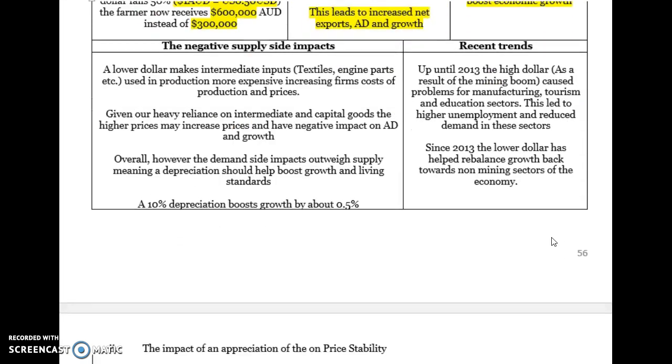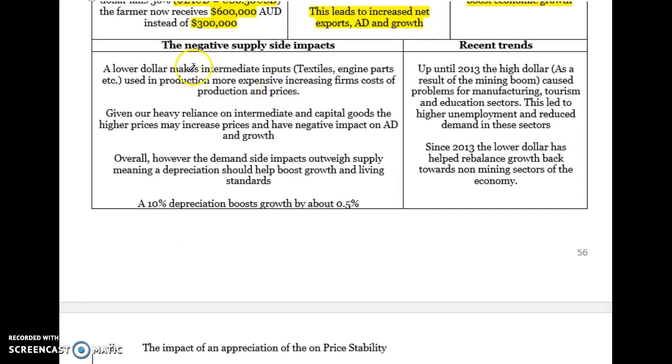From a supply side impact, the lower dollar can have negative impacts because it increases the cost of intermediate inputs, and because we rely so heavily on intermediate and capital goods, that can lead to higher prices, shift the supply curve to the left and have negative impacts on demand. But overall, a lower dollar is good for both growth and full employment because the demand side impact is stronger. So in recent times, the lower dollar has helped to rebalance growth towards the non-mining sectors because it's boosted demand for education, tourism and things like that.